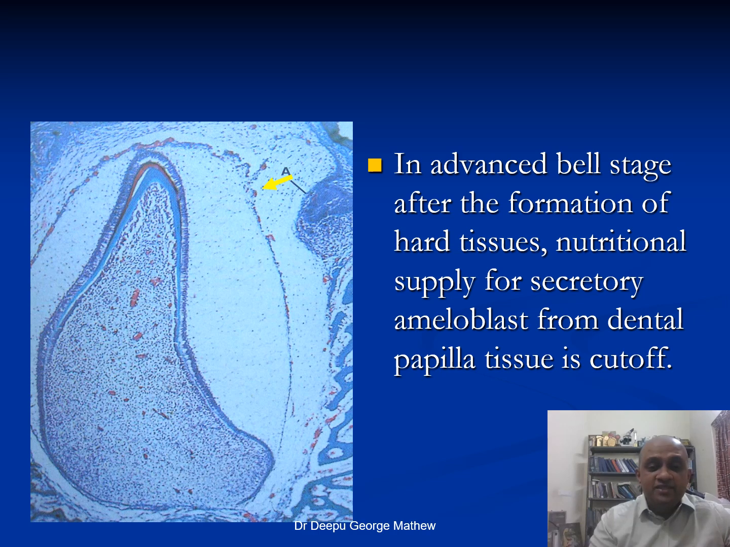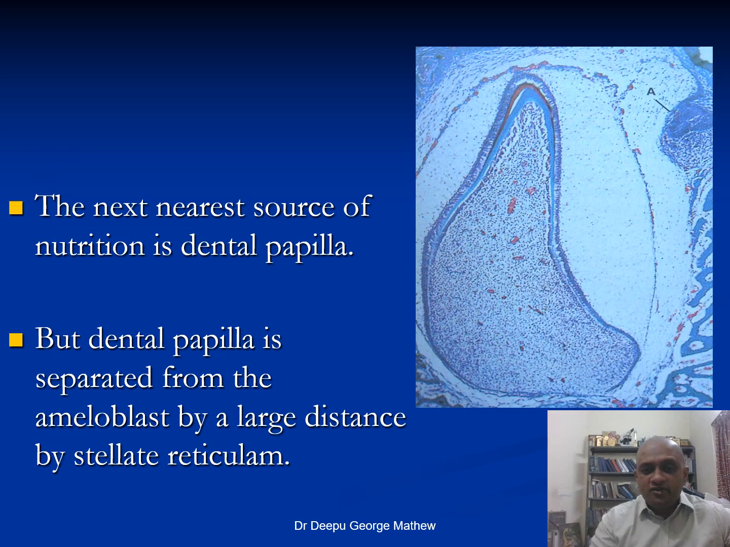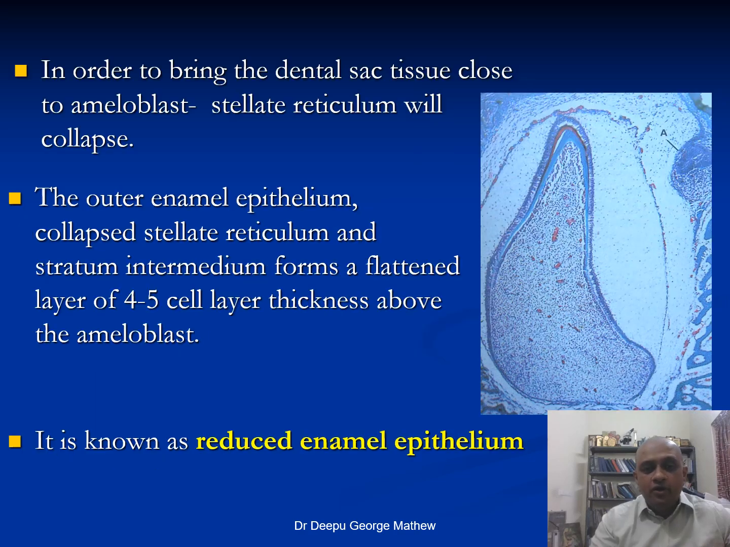So you need to bring this nutrition source, that is the dental sac tissue, close to the inner enamel or the ameloblastic cells. They are separated from the ameloblasts by a large distance of stellar reticulum, as I mentioned before. So in order to bring this dental sac tissue close to the ameloblast, the stellar reticulum will collapse, and the outer enamel epithelium, the collapsed stellar reticulum and the stratum intermedium form a flattened layer of 4 to 5 cell layer thickness above the ameloblast, and this is known as reduced enamel epithelium.